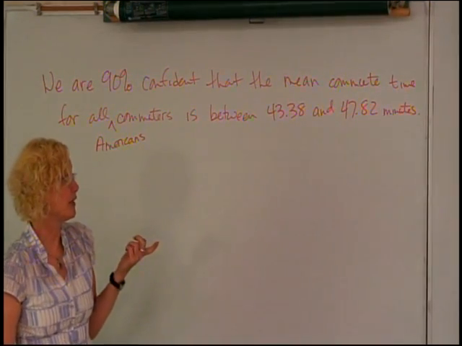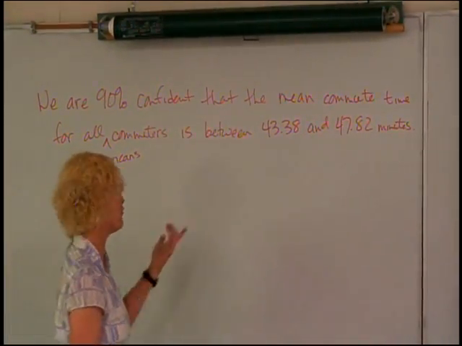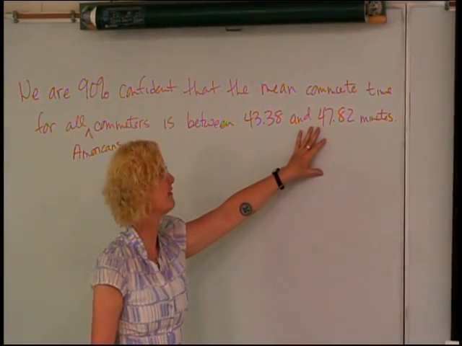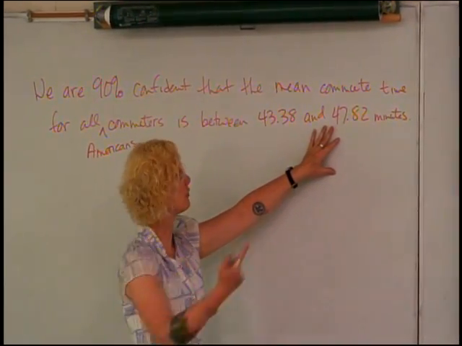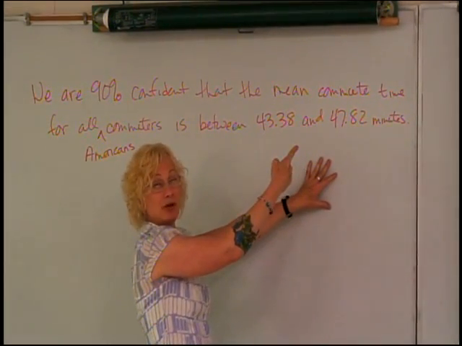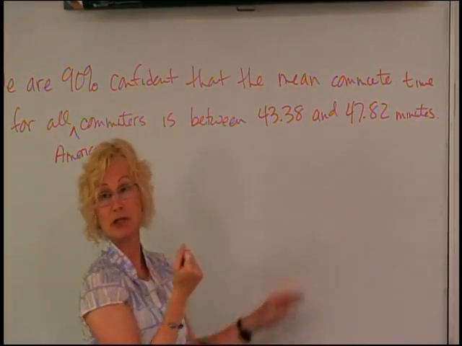So is it possible that the commute time is 40 minutes? Sure, because this is just based on our sample, right? Is it likely? Well, we're 90% sure that the mean is between 43.38 and 47.82. So is it likely? No. No, not really.